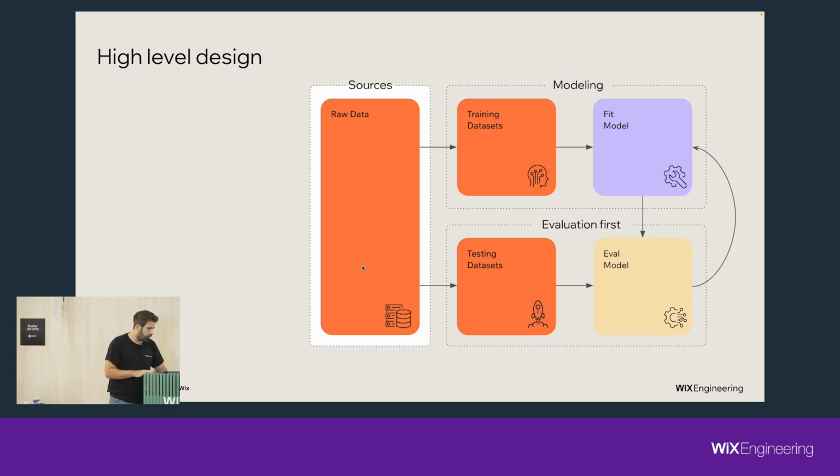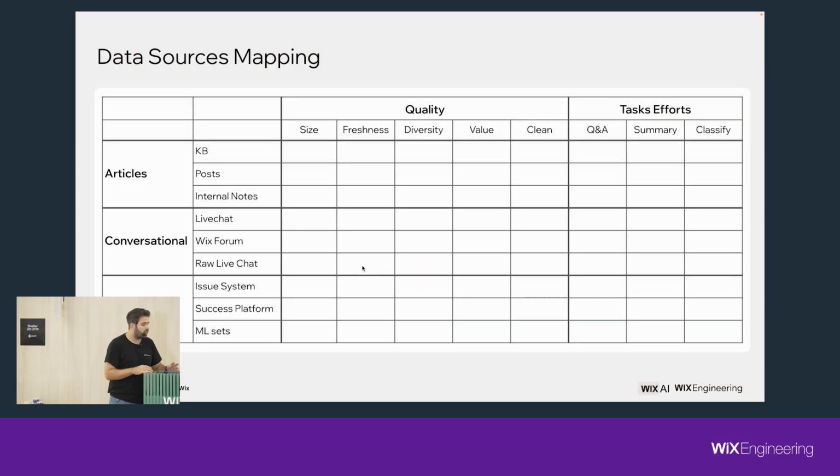We at Wix also have a lot, and when you want to quantify the relevancy for LLMs, we've done the following. On the left, each row is a data source. I just picked 9, but there are more. We gave them a data source type. So we have articles data sources like KB, posts, internal notes. You have conversational data sources like live chat, Wix forms, raw live chats.